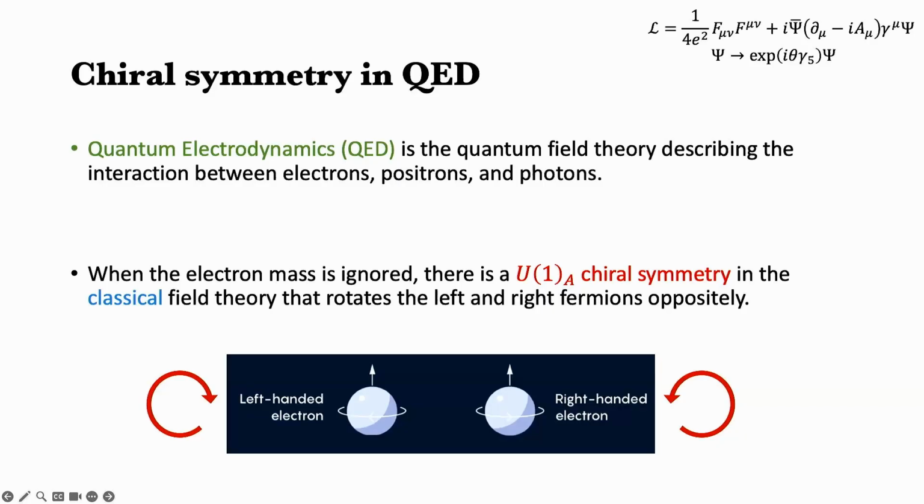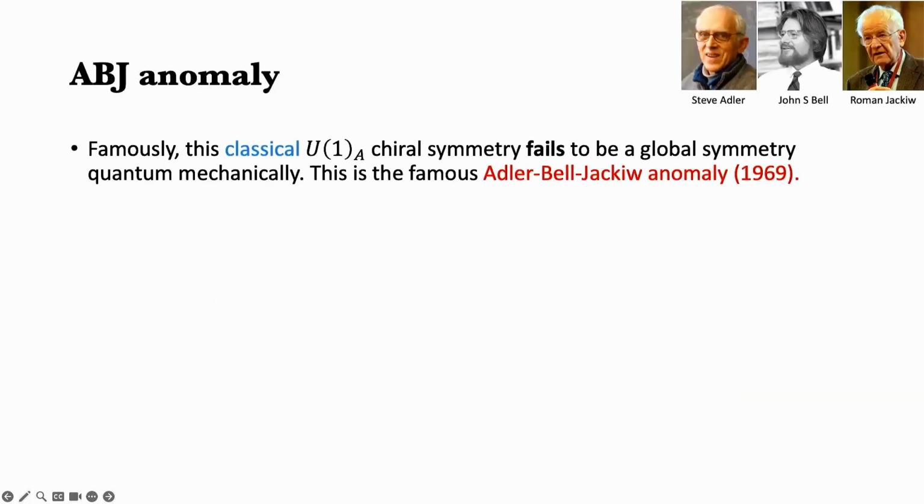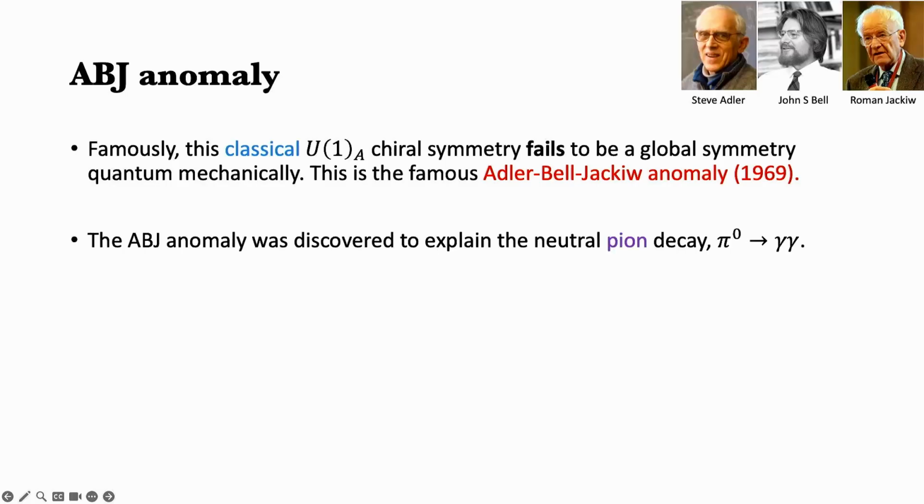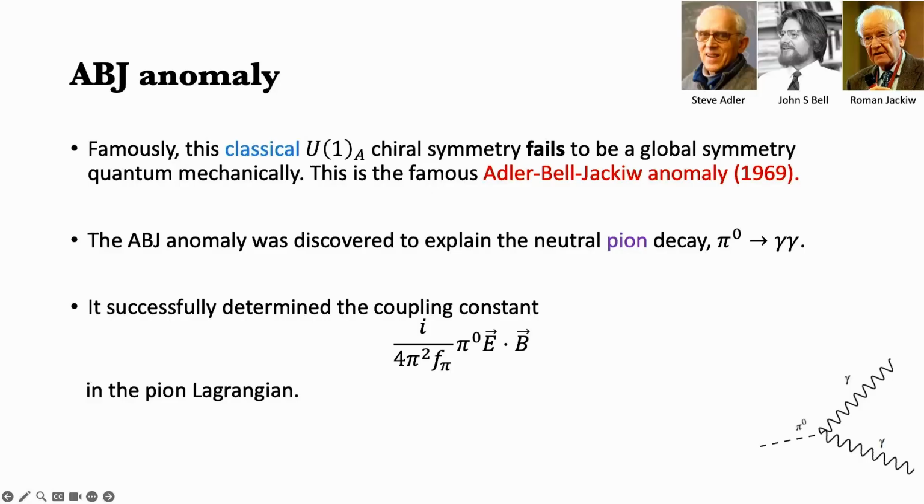But we all know that for QED, this is not the end of the story. In 1969, Adler, Bell, and Jackiw showed that this classical U(1) global symmetry of the QED Lagrangian turns out not to be an exact global symmetry of the quantum field theory when you quantize the theory. The fact that a classical global symmetry fails to be a global symmetry quantum mechanically is the famous phenomenon known as the Adler-Bell-Jackiw anomaly. The ABJ anomaly was discovered in the context of the neutral pion decay, and it successfully determined the coupling constant between the neutral pion and the photon field. And that was a beautiful story back in the 60s.